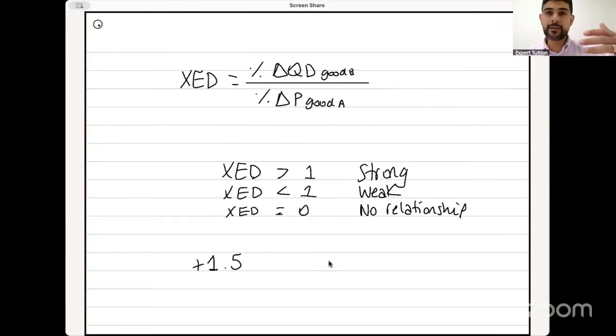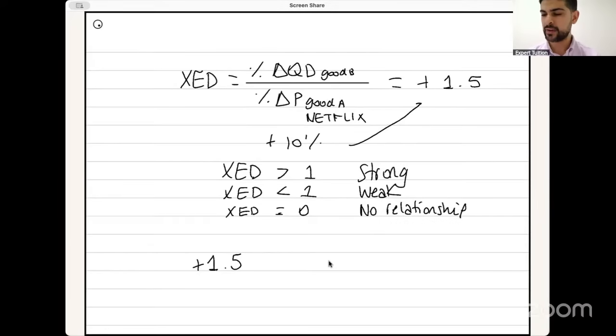And I want you to be extra safe and do a following application, which is to recognize that your best friend is the number 10. Can I tell you why the number 10 is your best friend? Because all of you could do a 10 times table in your head. So if I've just set my XCD equal to plus 1.5, all I now say is, that means that if the price of good A, which we're going to say is Netflix, goes up by 10%, so if the bottom of this fraction is going up by 10%, do you agree that you can take it to the other side of the equation and tell me how much demand for Disney Plus is going to go up by?